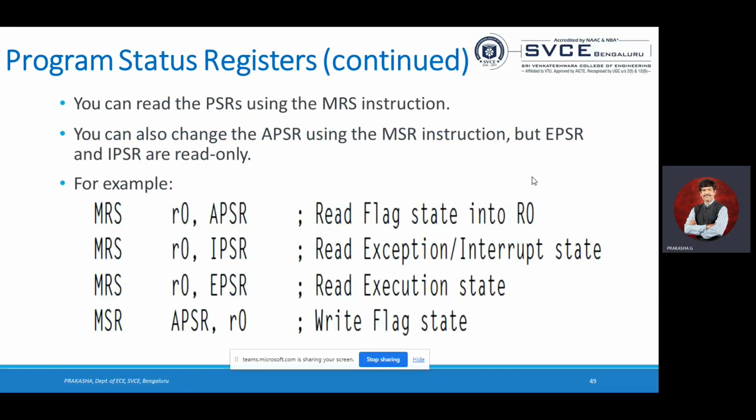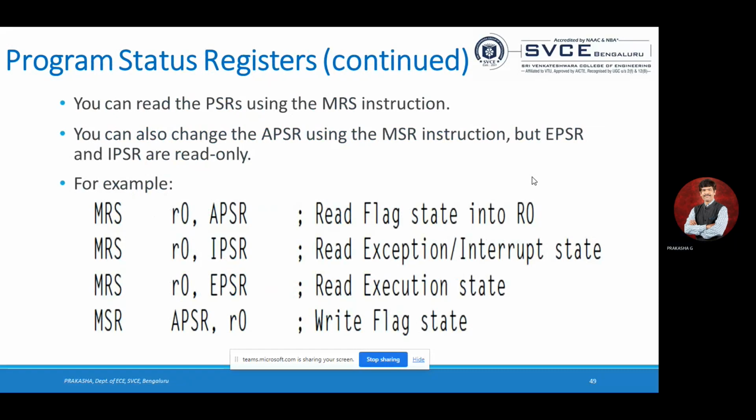As the name says, APSR is the application program status register. I can modify it. But the interrupt and execution registers cannot be modified. Execution is read only, interrupt is read only. If any interrupt comes into the picture, I cannot modify the interrupt, I can only handle it. So the interrupt program status register and the execution program status register cannot be modified. We can only read them using the read instruction. If you want to write, only APSR is possible. We cannot modify EPSR and IPSR.